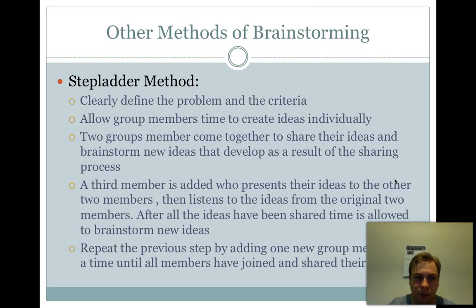Other methods of brainstorming. Stepladder method. Clearly define the problem and the criteria. Allow group members time to create ideas individually. Two group members come together to share their ideas and brainstorm new ideas that develop as a result of the sharing process. A third member is added, who presents their ideas to the other two members, then listens to the ideas from the original two members. After all the ideas have been shared, time is allowed to brainstorm new ideas. Repeat the previous step by adding one new group member at a time until all members have joined and shared their ideas.